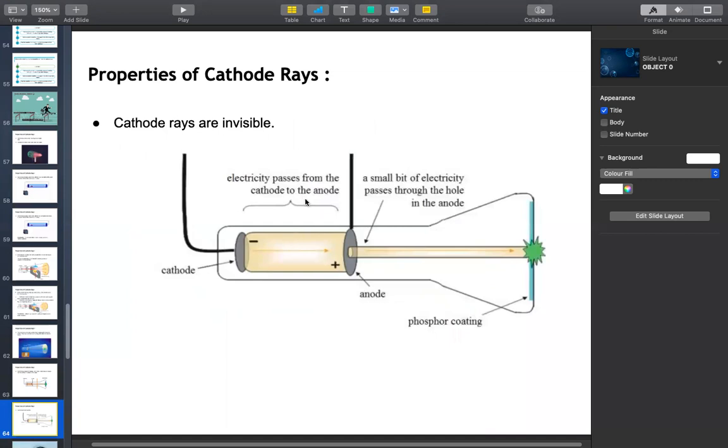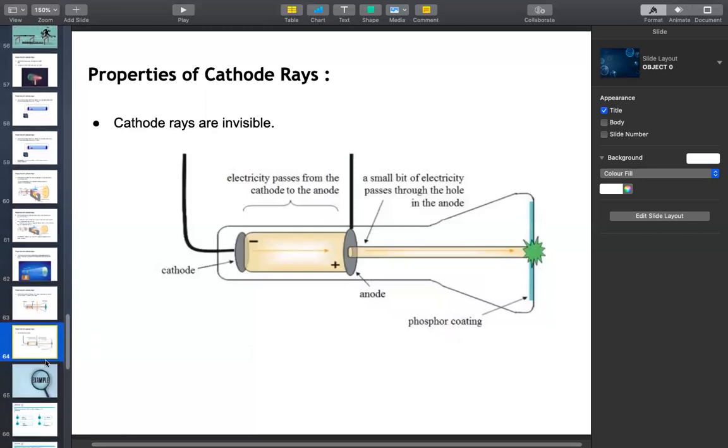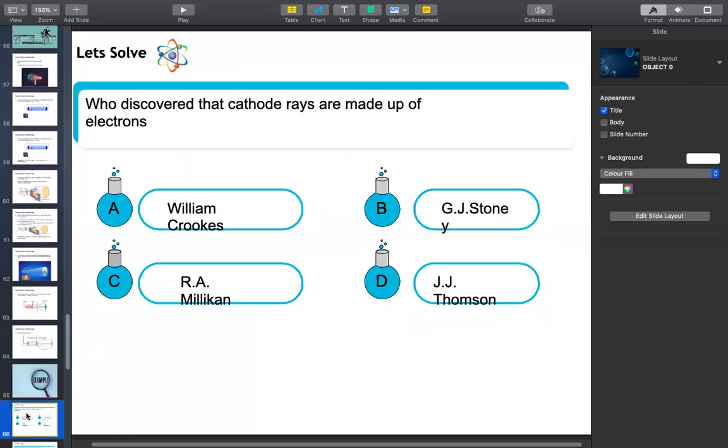So electricity passes from the cathode to the anode. A small bit of electricity passes through the hole, and here it is the anode. There is a coating, a phosphor coating. Now, cathode rays are invisible. If you talk about the rays of the cathode directly, they are invisible. Okay, coming to the next question.